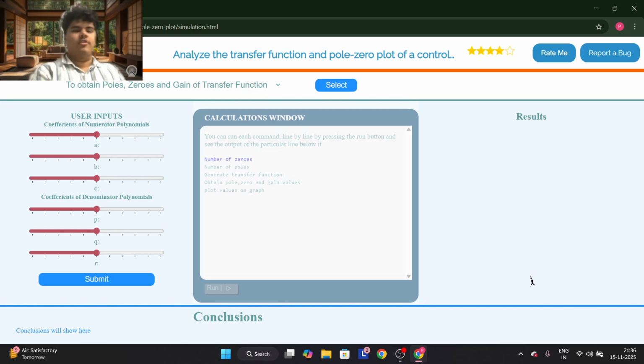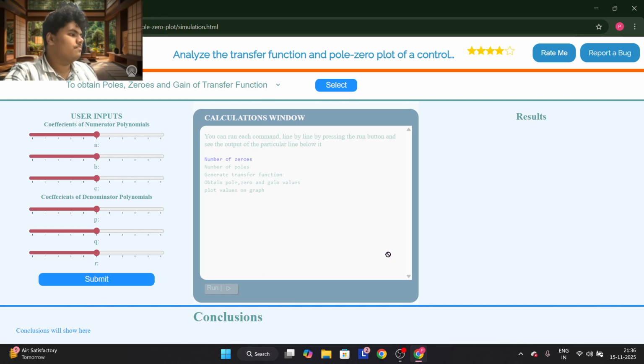This is the end of our stream. This is the end of our experiments. This is the 12th experiment we are going into. We have done 11 experiments before: some of MATLAB, some of LabVIEW, two of virtual labs. We are going into the third experiment in virtual labs, which is to analyze the transfer function and pole-zero plot of a control system.